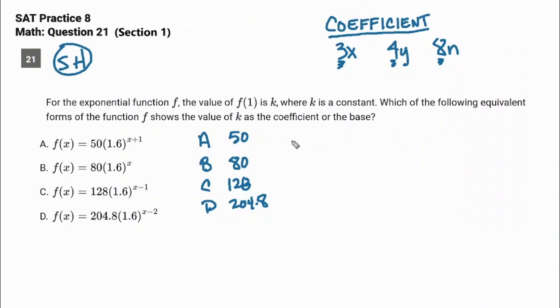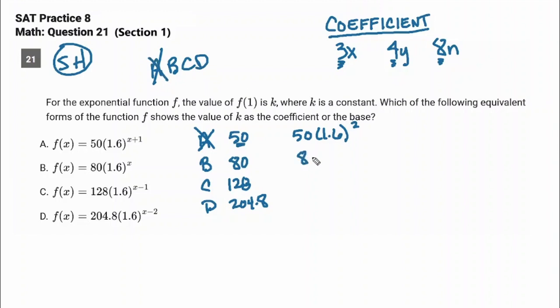So again, you're just following directions. Every time you see an x, you're going to put in a 1. So this one is 50 times 1.6 to the what? To the 1 plus 1, which is 2. Okay, you don't need to do anything else here because you know that you're going to try to get to 50. And whatever this is, it's somewhat bigger than 50. It's not 50. So that's gone. So I'm going to write A, B, C, D up here. Cross out A.